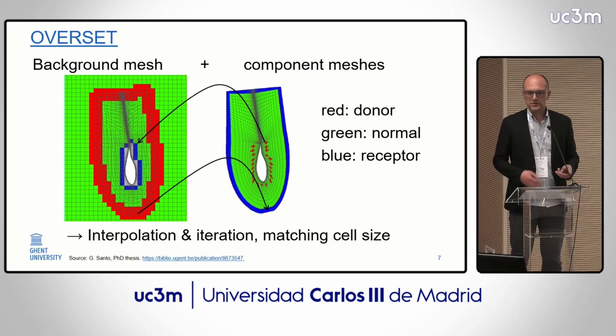Those interpolations are done in an iterative way, so information is exchanged between the background and the component, and you have to make sure that in the regions where you do the interpolation, the mesh sizes are similar, otherwise your interpolation quality will suffer.